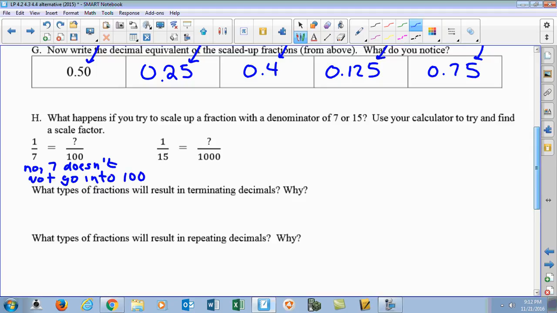Doesn't happen. Well, let's try 15 into 1,000. So if I type 1,000 here and divide it by 15, that's 66.6 repeating. So again, that does not go in evenly. So 15, this is another no, 15 does not go into 1,000.